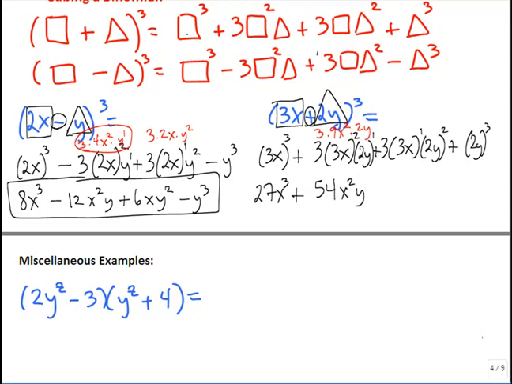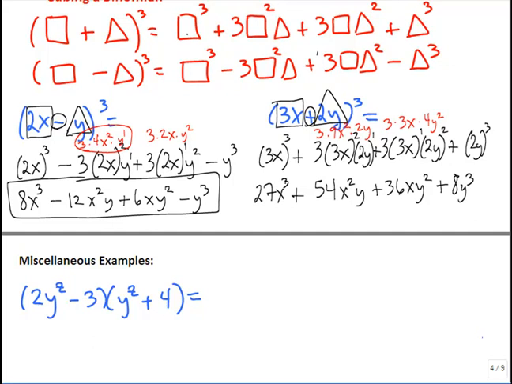Now let's go to our third term. Again, we have our coefficient of 3. This time we have 3x to the first, which is going to stay 3x, and we have 2y quantity squared, which becomes 4y squared. So 3 times 3 is 9, 9 times 4 is 36, and it's positive. I've got a single x and a y squared. And finally on the end, 2y quantity cubed becomes 8y cubed.